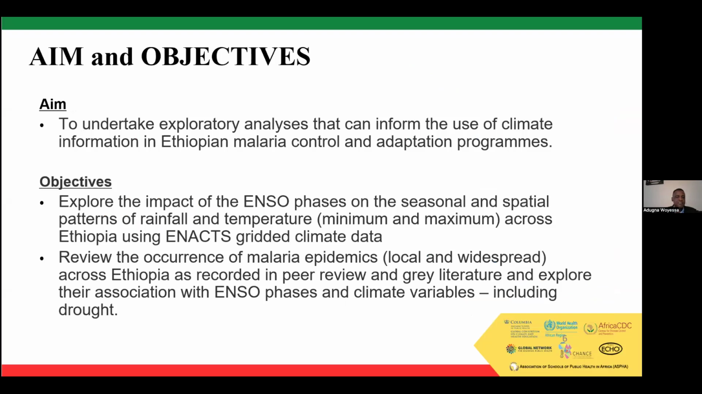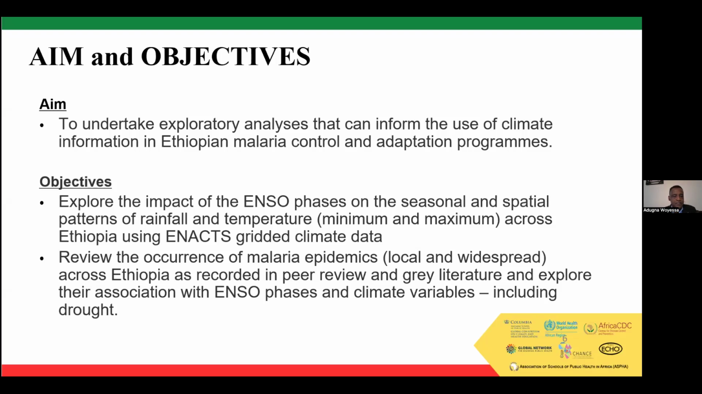So with this, we had the aim of undertaking exploratory analysis that can inform the use of climate information in the Ethiopian Malaria Control and Adaptation Program. As you know, the National Health Adaptation Plan also encompasses many programs, including the malaria program. So our aim was to inform the health sector overall, and specifically the malaria program, how the past climate situation was influencing malaria distribution.